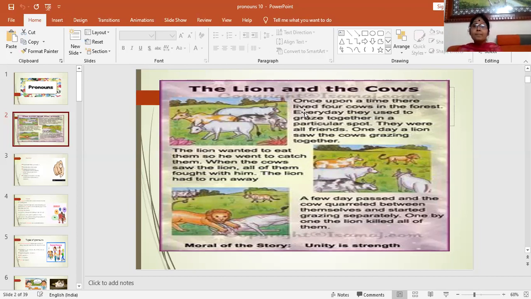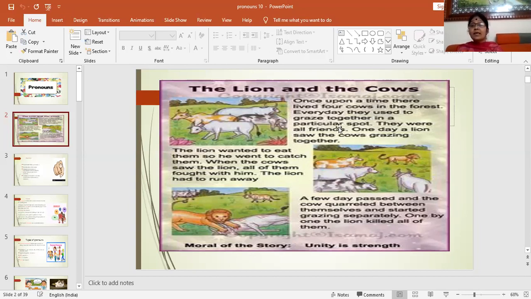Once upon a time, there lived 4 cows in the forest. Every day, they used to graze together in a particular spot. They were all friends. One day, a lion saw the cows grazing together. The lion wanted to eat them. So he went to catch them. When the cows saw the lion, all of them fought with him. The lion had to run away. A few days passed and the cows quarreled between themselves and started grazing separately. One by one, the lion killed all of them.